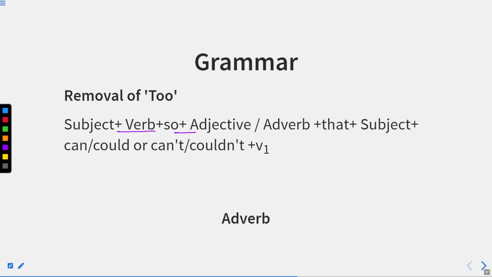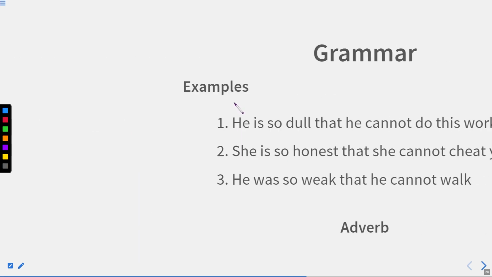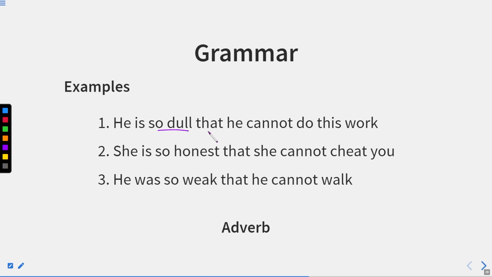Subject plus verb plus so plus adjective or adverb, that subject plus can, could or can't, could not plus verb first form. It means we can use the so structure to change the sentence. For example, he's so dull that he cannot do this work. Sorry, she's so honest that she cannot cheat you. He's so weak that he cannot walk.